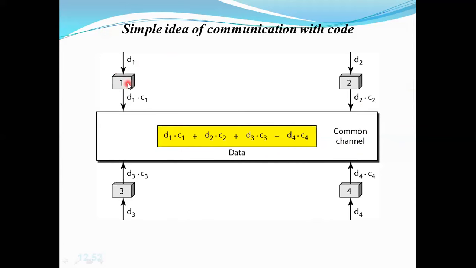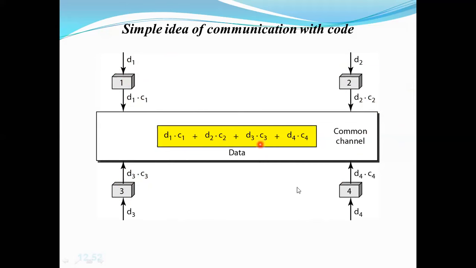At station 1, the data of station 1 is multiplied with the code of station 1, which forms the output from station 1. Similarly, at station 2, the data of station 2 is multiplied with the code of that particular station. Then at station 3, the data of station 3 is multiplied with the code of station 3.